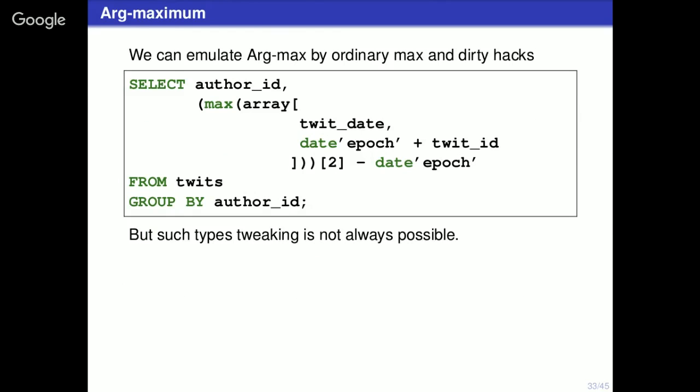We can emulate ArgMax using dirty hacks. We compress the key and the value into one array. We take the maximum of the array. It's sorted firstly by the first element of the array, and after all, we take the second item from the array. It's not very beautiful, especially because we have to convert date to integer, and it is not always possible, I think, to convert two types to one with the same sort result.